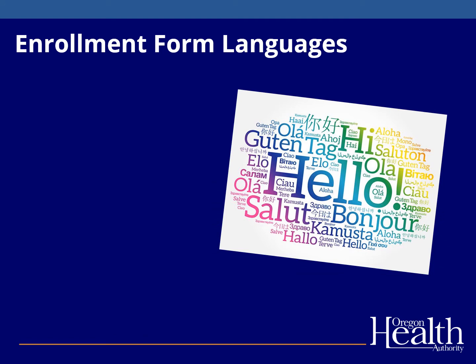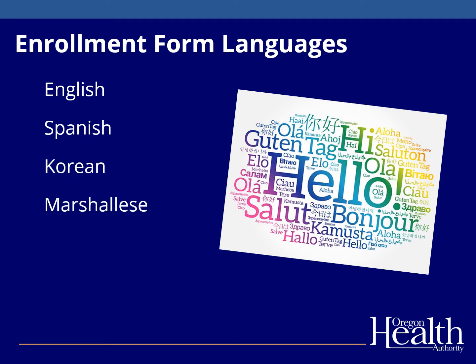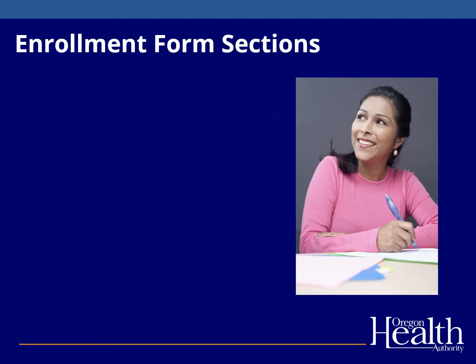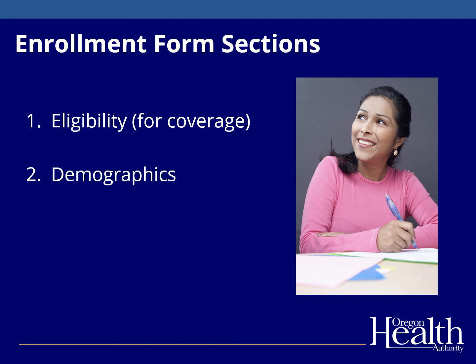Okay, it's finally enrollment form time. The enrollment form is available on our client enrollment webpage in English, Spanish, Korean, Marshallese, Russian, Simplified Chinese, and Vietnamese. And it essentially has three sections: the eligibility section, the demographics section, and the staff page.